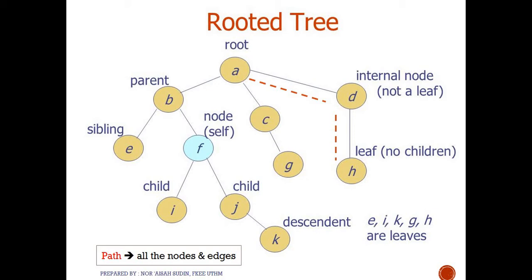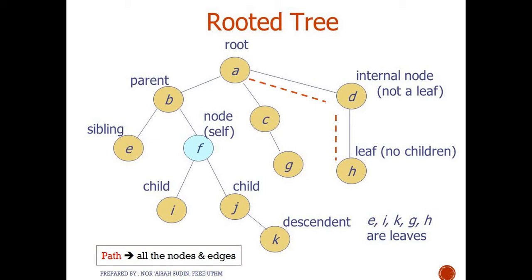And then who are the siblings of E? Who is the child of B? And then who is the ancestor of I, for example? Who are the descendants of F? And then what are the left nodes, the right nodes, and so on?